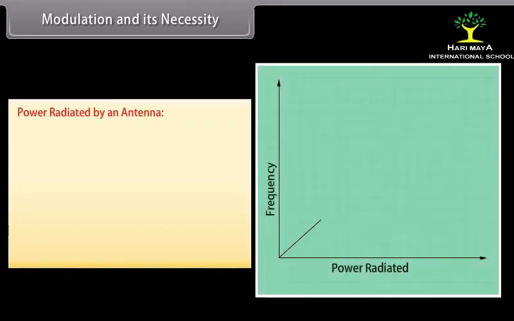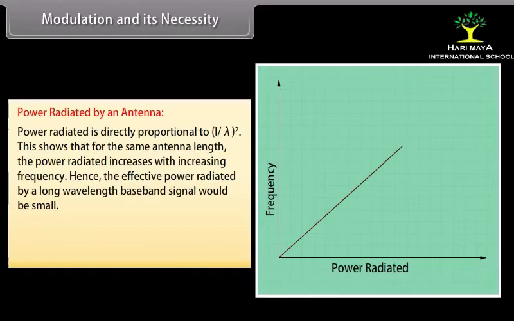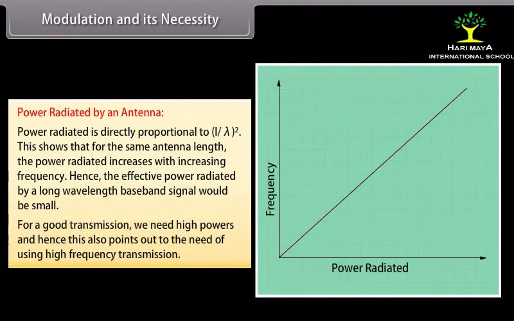Power radiated by an antenna. Power radiated is directly proportional to (l upon lambda) square. This shows that for the same antenna length, the power radiated increases with increasing frequency. Hence, the effective power radiated by a long wavelength baseband signal would be small. For a good transmission, we need high powers, and hence this also points to the need of using high-frequency transmission.